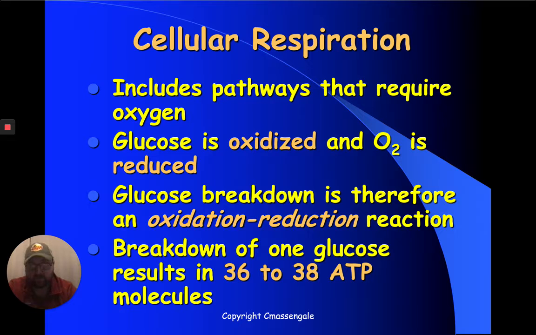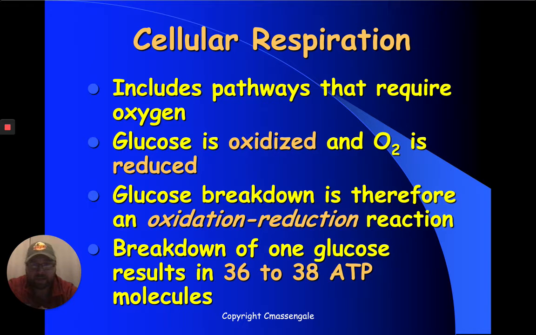So what do we get from one glucose molecule? Back in chapter 2, we learned that glucose was a simple sugar. It's a carbohydrate, just a ring of carbons. It's C6H12O6. And for every one of those, we manage to get 36 to 38 ATP molecules. That's the most that we can get. That's the complete breakdown of glucose. We can't do any better than that.